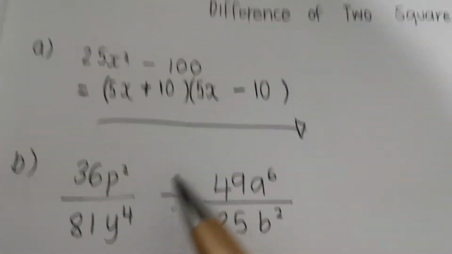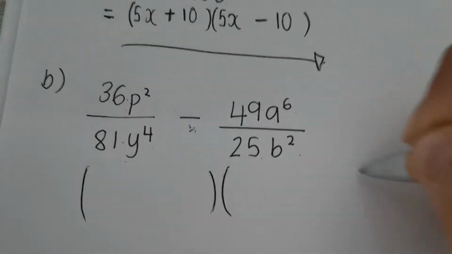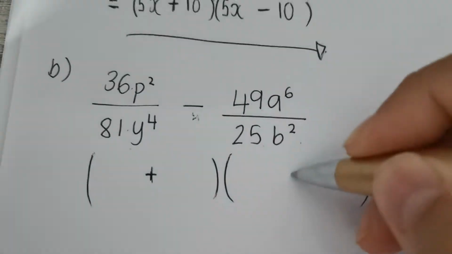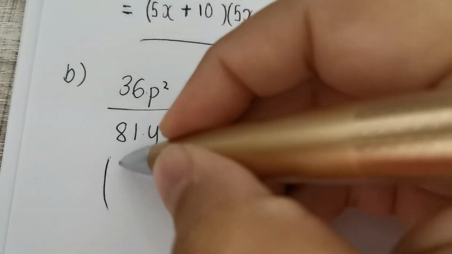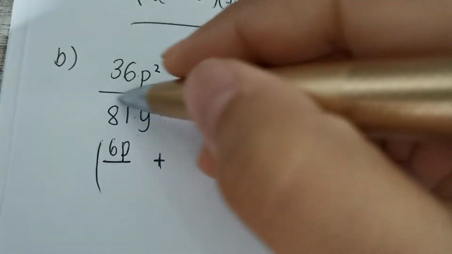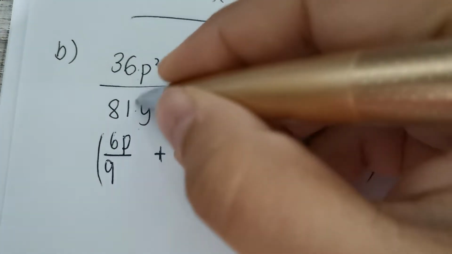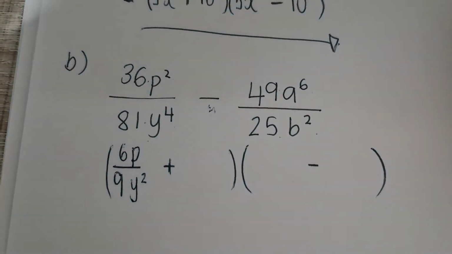Remember it says difference, so that's why a minus sign. Open up two brackets, one with a plus, one with a minus. And then we just go square root. Square root of 36, 6. Square root of b squared, b. Square root of 81, 9. Square root of y to the power of 4, y to the power of 2.